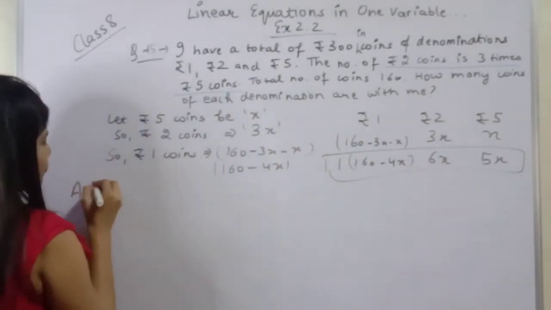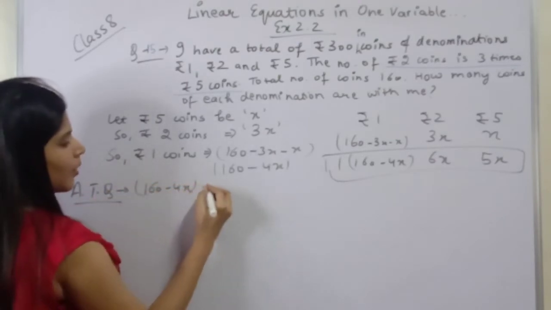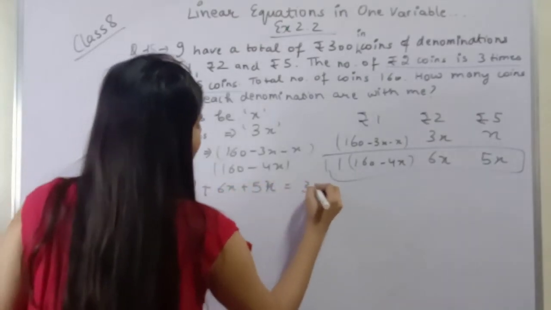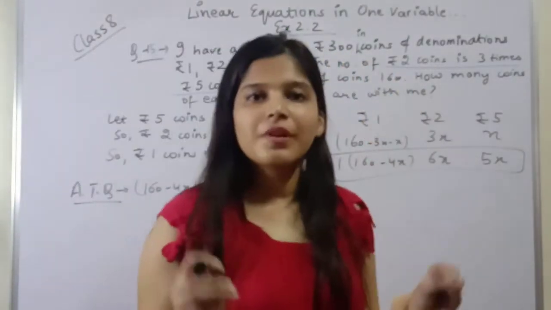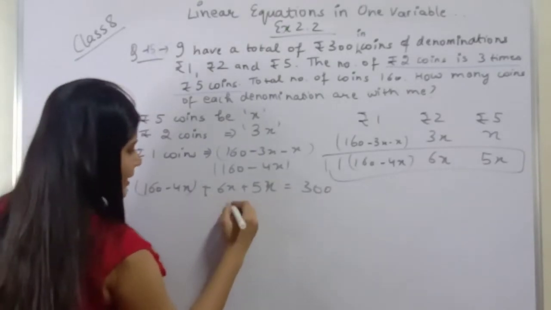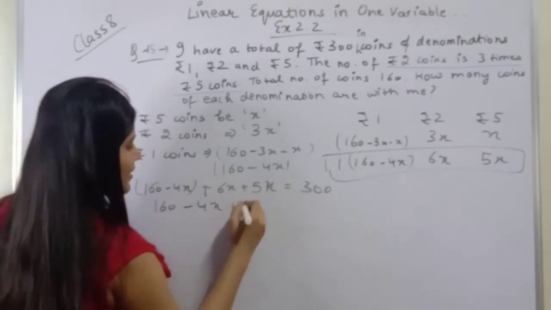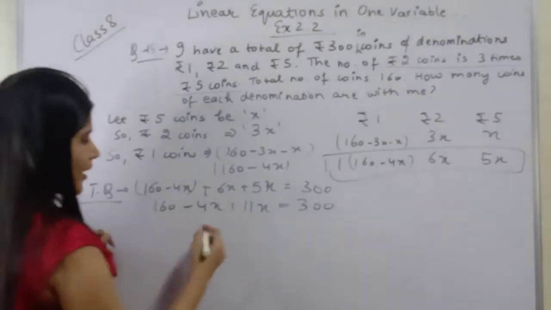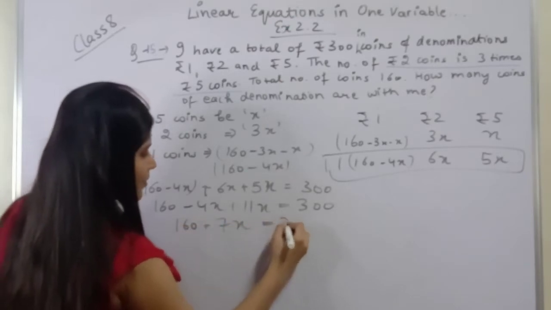So according to the question, 160 minus 4x plus 6x plus 5x will be equal to 300. Now this all will be equal to 300 because the total amount is 300. Now 5x plus 6x is 11x. 160 minus 4x plus 11x equals 300. From 11x, 4x goes, 7x remains. 160 as it is equals 300.